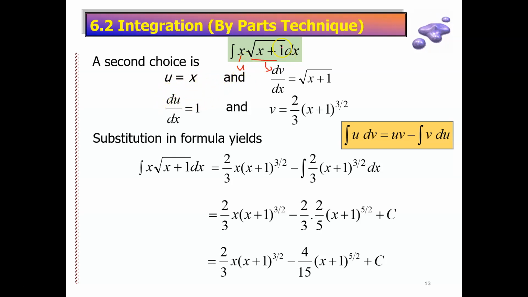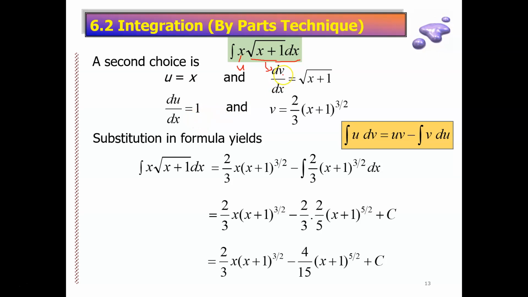So the remaining part will become dv. The remaining part is square root of x plus 1 dx. Previously there was a dx, and since we want to find dv over dx, you move the dx over to this side. Now you have u equal to x. Your u is simpler than the previous one. So we're going to differentiate: du over dx equals 1.